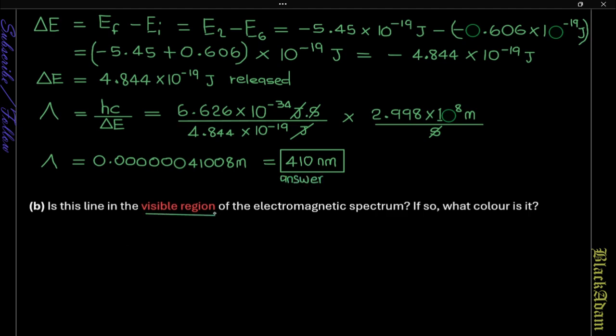And that's it for A. So we need to know, is it visible? Yes, the light is visible. The wavelength gives us visible light. Remember, we have 410. The range from 410 to 700 nanometers is visible to human eyes. And so the color is going to be violet according to that range. 410 gives us violet.